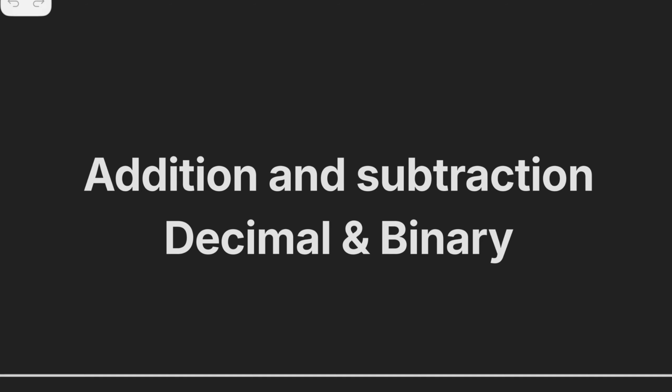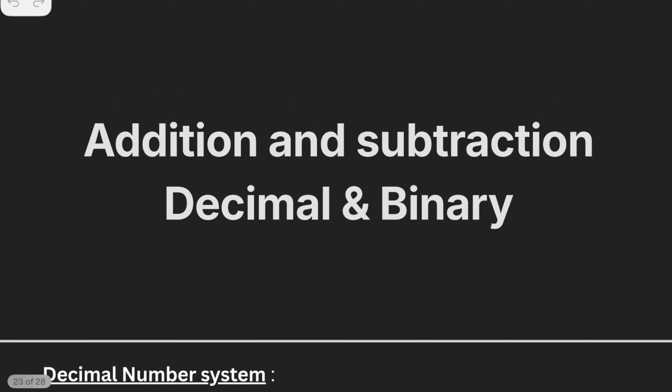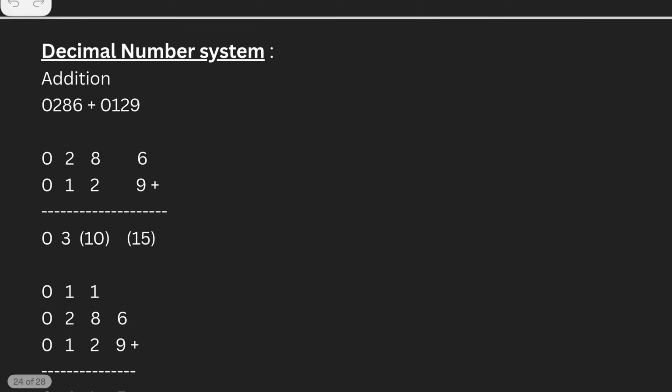Now let's look at the operations. The most famous ones are addition and subtraction. So let's try to understand how do we add two numbers in decimal number system. Let's say these are the two numbers that we want to add, like 286 and 129.